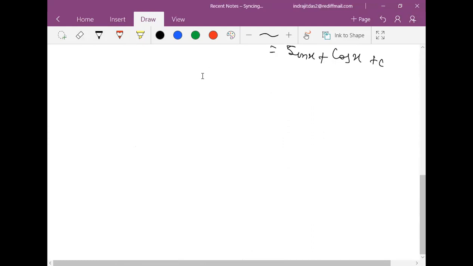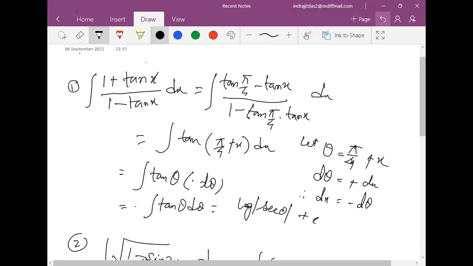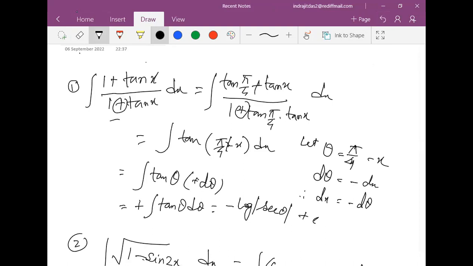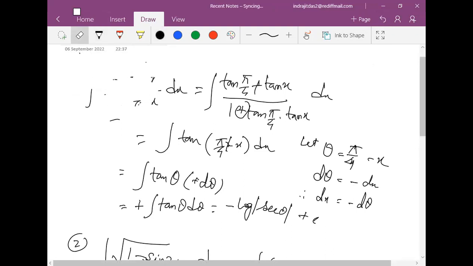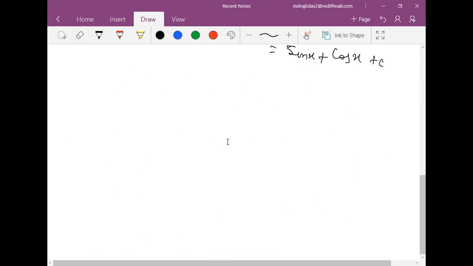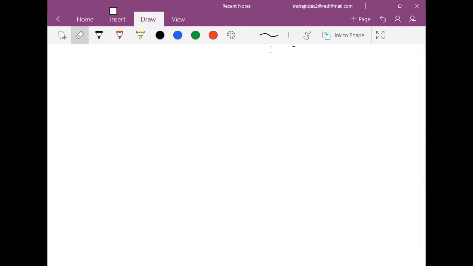So this is the next question. Now come to the next one. We can have the question like this. The third question, I am discussing now the third question. Let us proceed to the third question. The third question I will be discussing now is number 3.